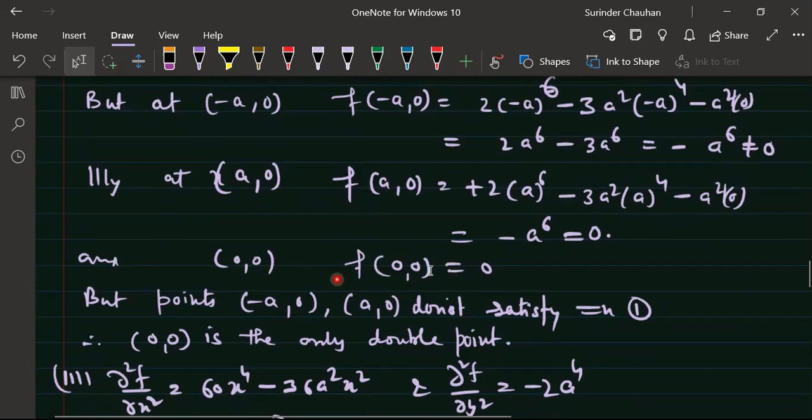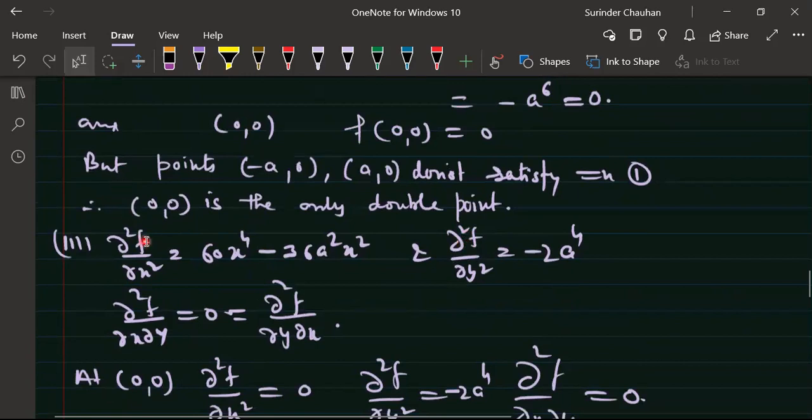Now this point can be discussed for conjugate point. For any point to be a cusp, node, or conjugate point, it must be a double point. So now we'll discuss further whether this point is a cusp, a node, or a conjugate point. For this, we'll find the second derivative of f with respect to x, the second derivative of f with respect to y, and the second derivative of f first with respect to x then y, or first y then x.